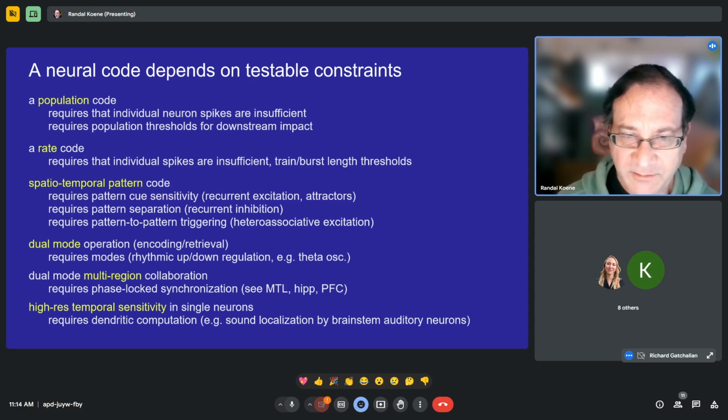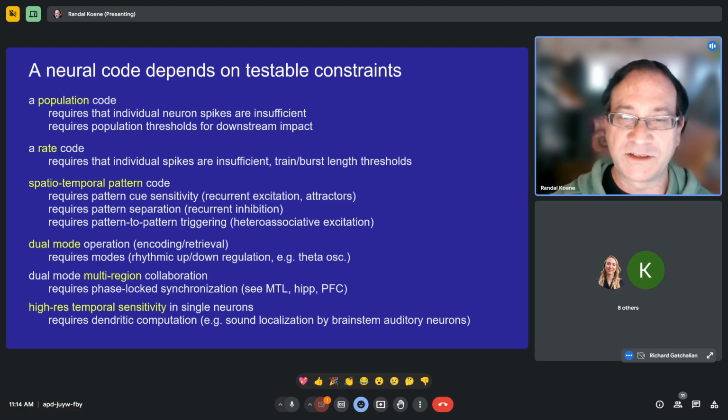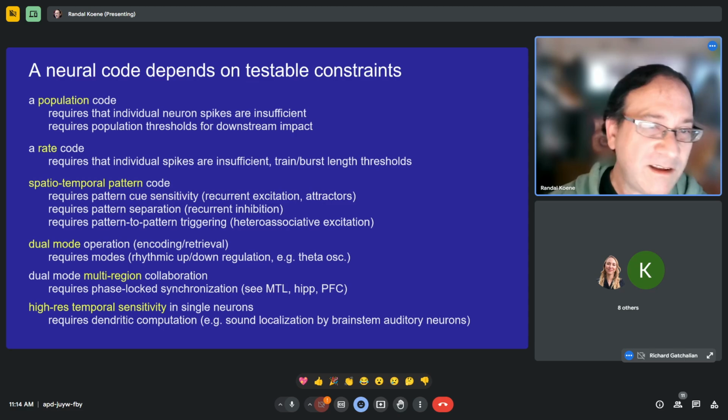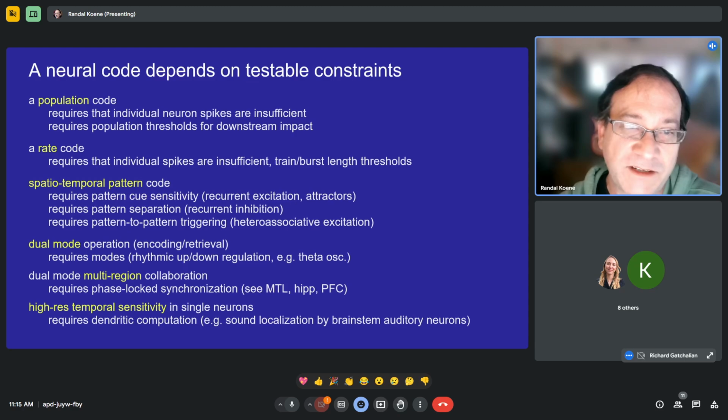As mentioned previously, phase-locked synchronization can place limitations on meaningful signal propagation where circuits or regions need to collaborate. By contrast, in specific instances, the neural code may depend on mechanistic features, such as dendritic computation, to provide something like high temporal resolution in binaural sound localization.